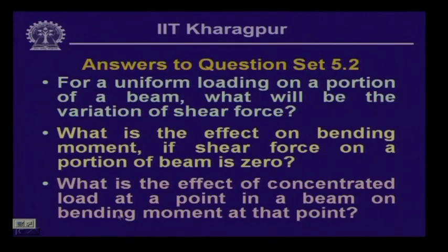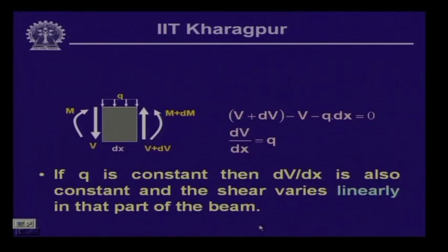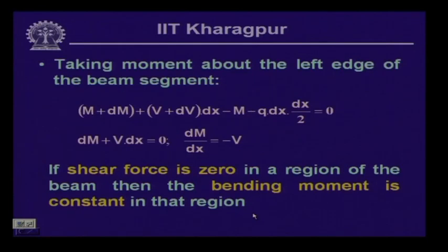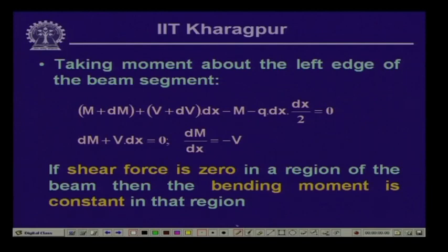Now, the second question was, what is the effect on bending moment if shear force on a portion of beam is 0. In fact, this aspect also we have discussed, and to do that, let us look into this particular equation. When we take the equilibrium of the bending moment on the left edge of that particular segment, the resulting equation comes as dM dx equals the negative of V, or the rate of change of the moment along the length of the beam is equal to the negative of the shear force V.